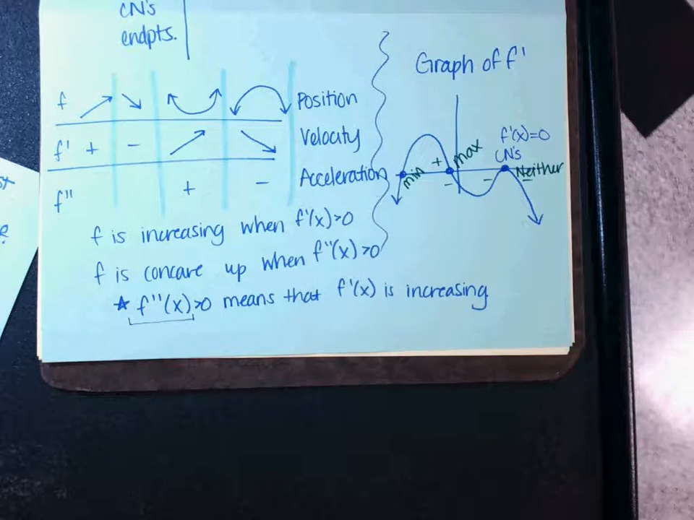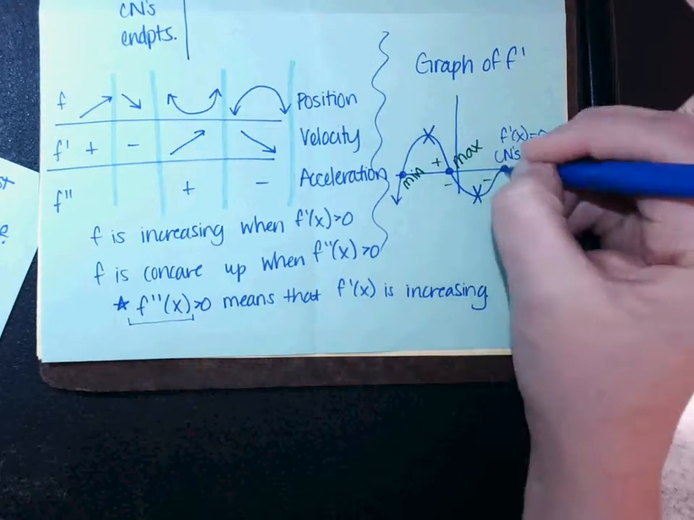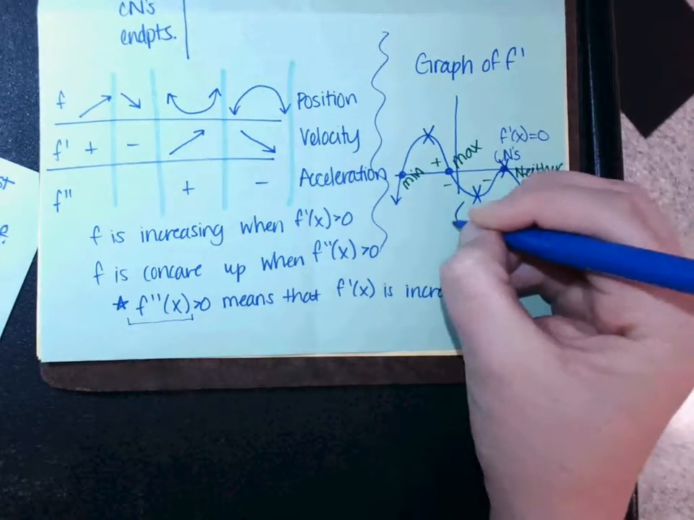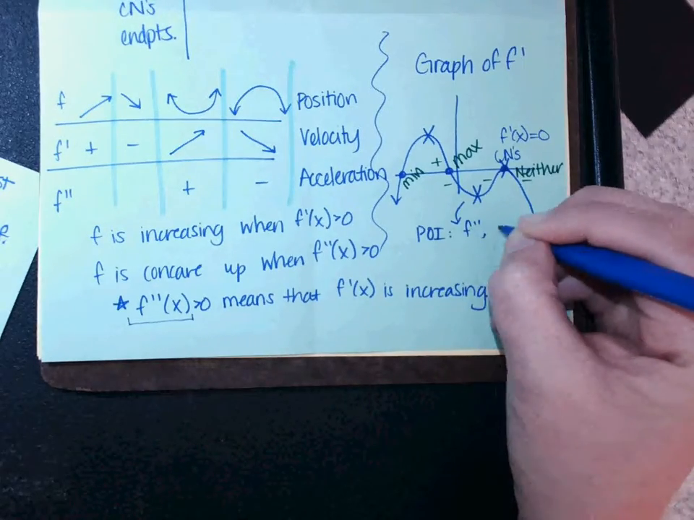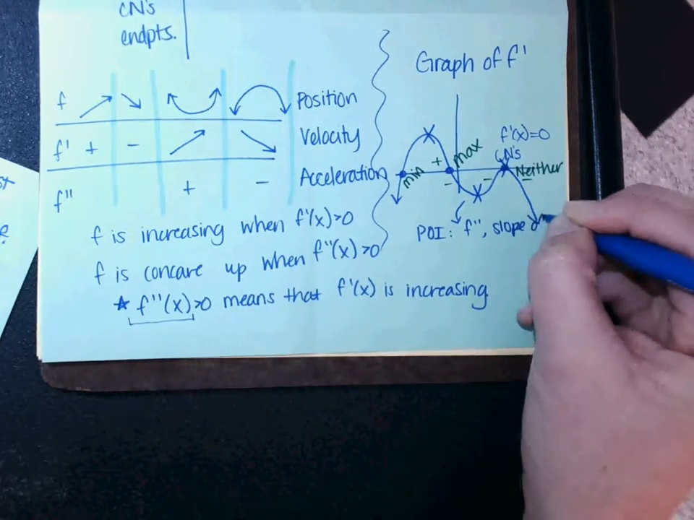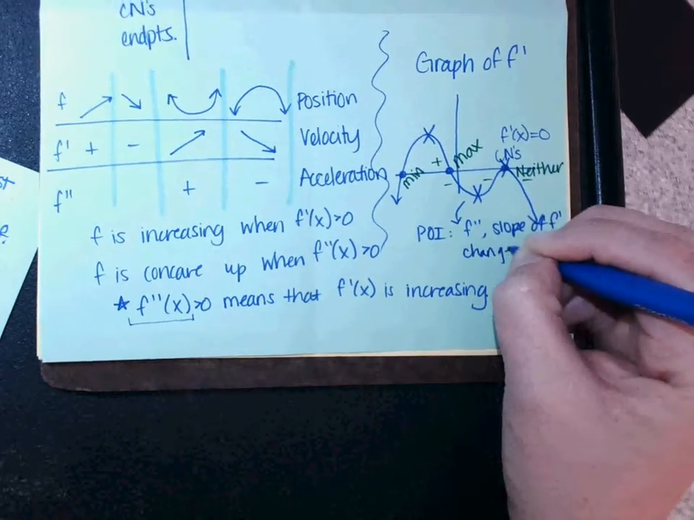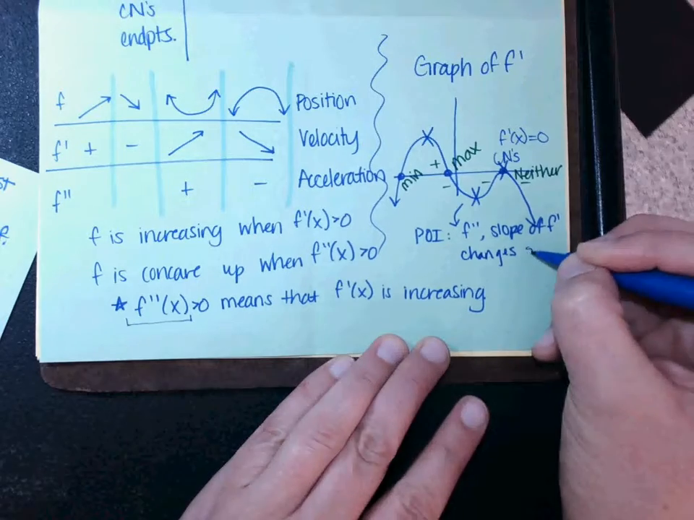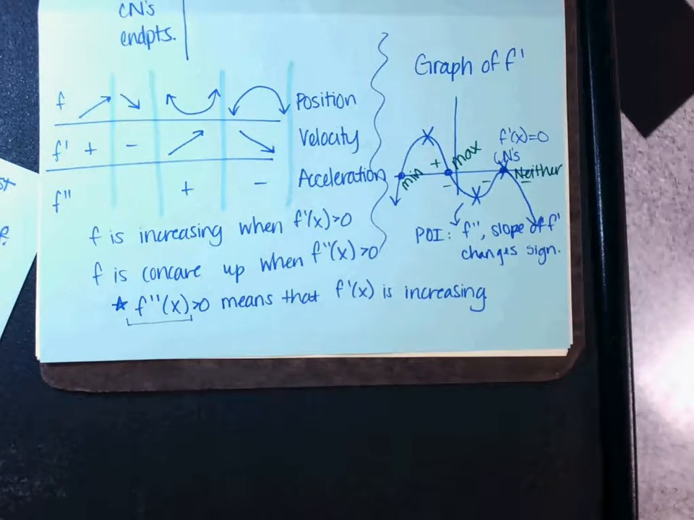The other thing that you should know is how to find points of inflection. Remember, these are the x's that we place on our graph. And remember that each of those x's is a point of inflection, which means that f double prime, the slope of f prime, changes sign. Okay, and remember that the direction of that sign change does not matter.